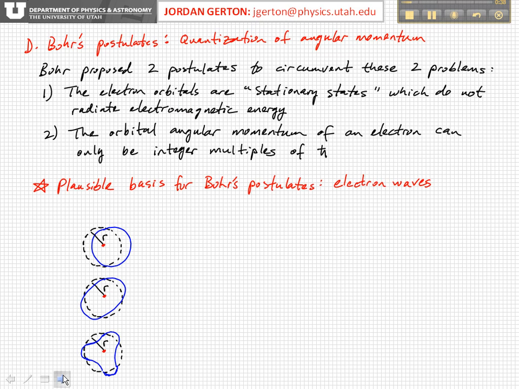Okay. But before we do that, we should discuss the plausibility of these two postulates that Bohr put forward. And to do that, we recognize that at this time there was already de Broglie's concept of matter waves. And so we can think of electrons as having wave-like properties. We've discussed that extensively in previous lectures.